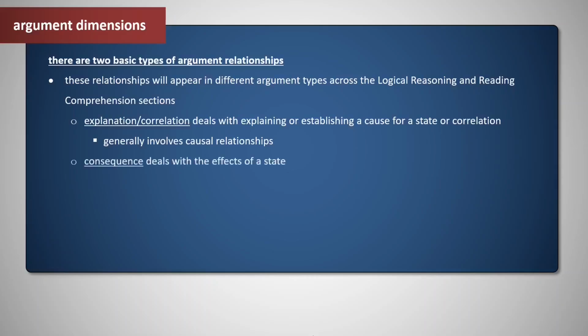Consequence types deal with the effects of a state. So it's basically going to say, here's what's going on, and then this is what's going to happen in certain variations of that. And actually, the example we used of Jane studying, and therefore Jane's going to do well, is an example of a consequence type, and that once again generally involves causal relationships.